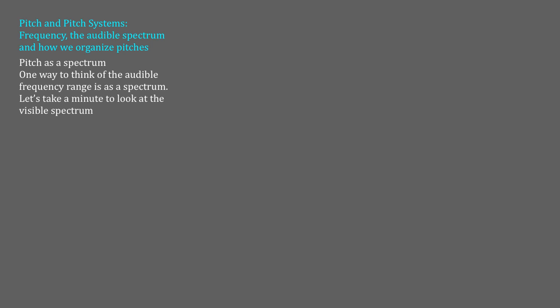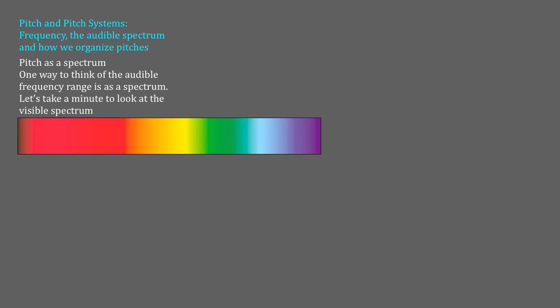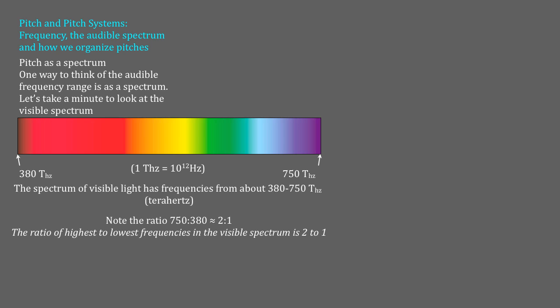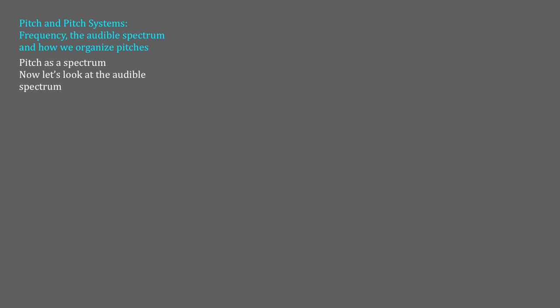So let's take a minute to look at the visible spectrum. Here is the range of colors that we see, and as we can see here, the spectrum of visible light has frequencies from about 380 to 750 terahertz. Obviously, these numbers are much bigger than those we find in the audible frequency range. Let's take a minute and note the ratio. 750 to 380 is just about 2 to 1. So the ratio of highest to lowest frequencies in the visible spectrum is 2 to 1.